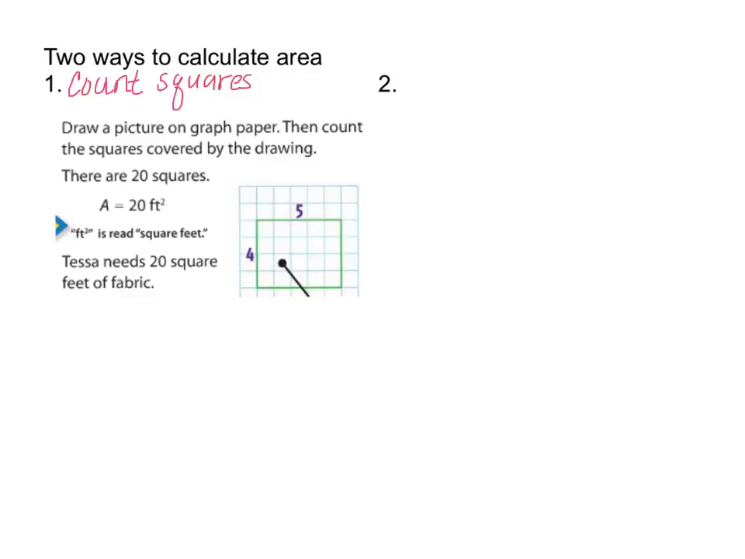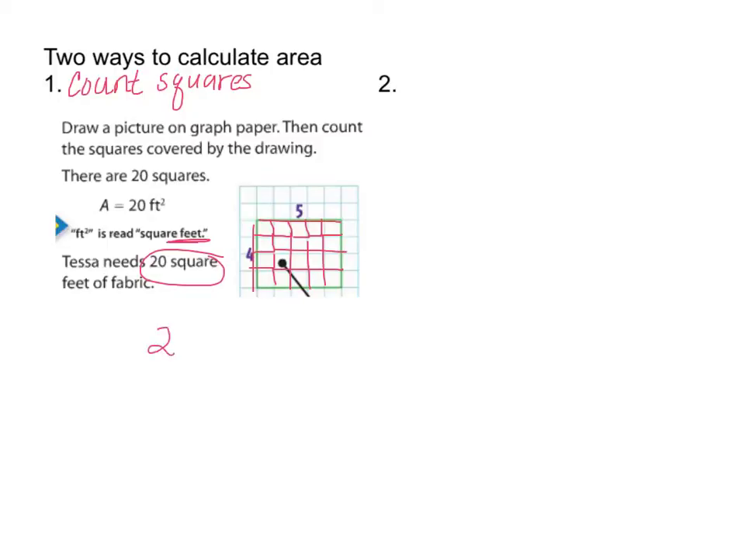The first way to calculate area would be to count the squares covered in a drawing. So in this picture, the bulletin board would be 4 feet by 5 feet. So we would put 5 squares across, 4 squares down, and then if we continue the pattern and counted, we would see we would have 20 squares. Now, since this is being measured in feet, that would mean 20 square feet.